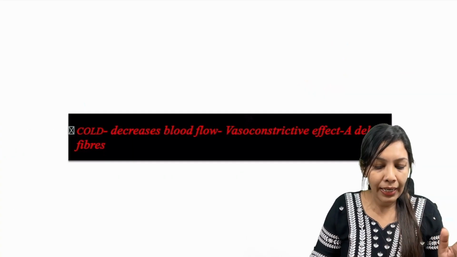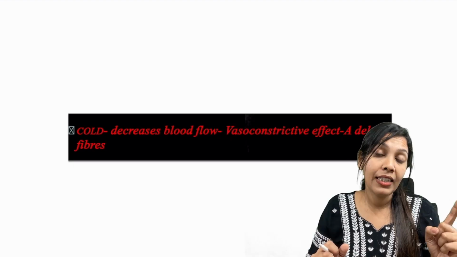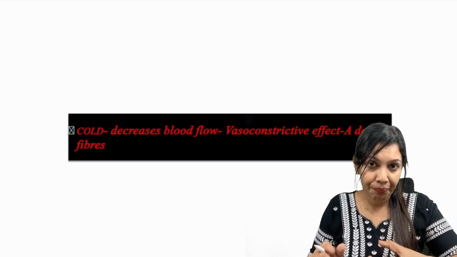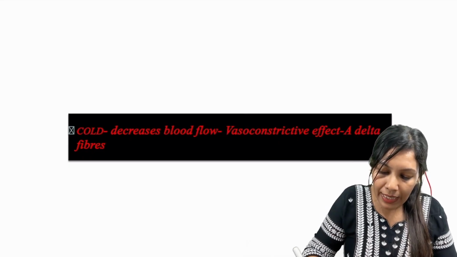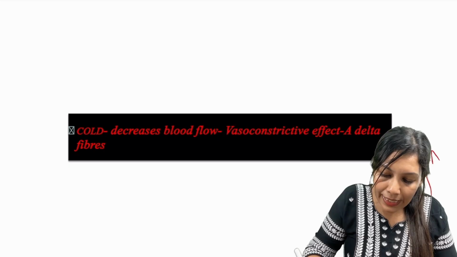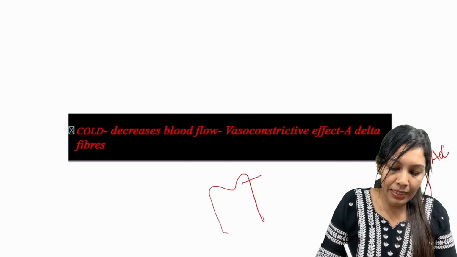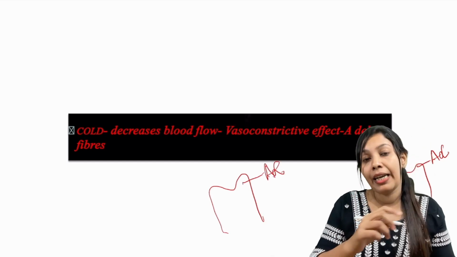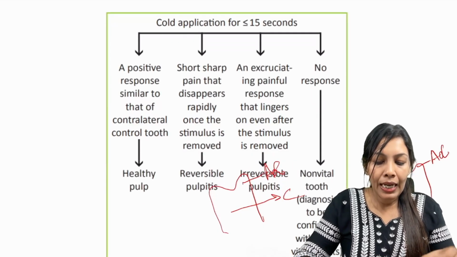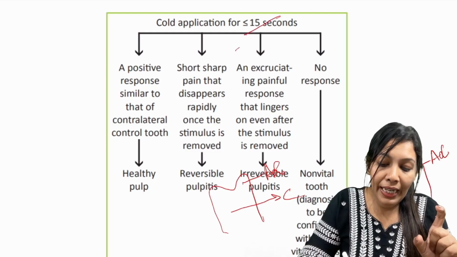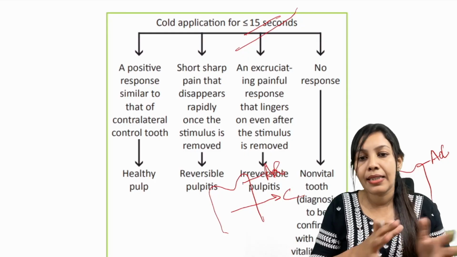Just go through that. Next, what happens when we apply cold? As I said earlier, heat causes vasodilation. Cold causes vasoconstriction. Vasoconstriction, as I said, activates the A delta fibers, as seen in the upper part. Just remember they activate the A delta fibers. In early cases, it actually activated the C fibers. And cold should be applied for 15 seconds. In the other case, it was 5 seconds. Very important. Again, the same comparison.